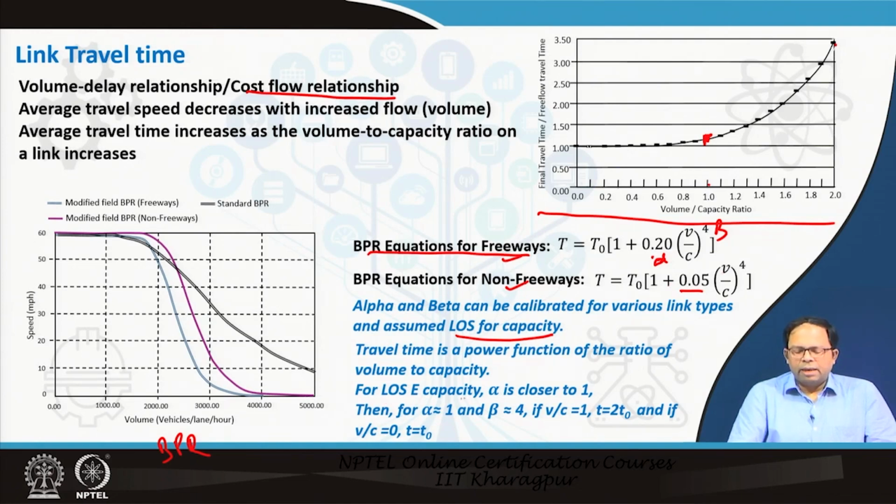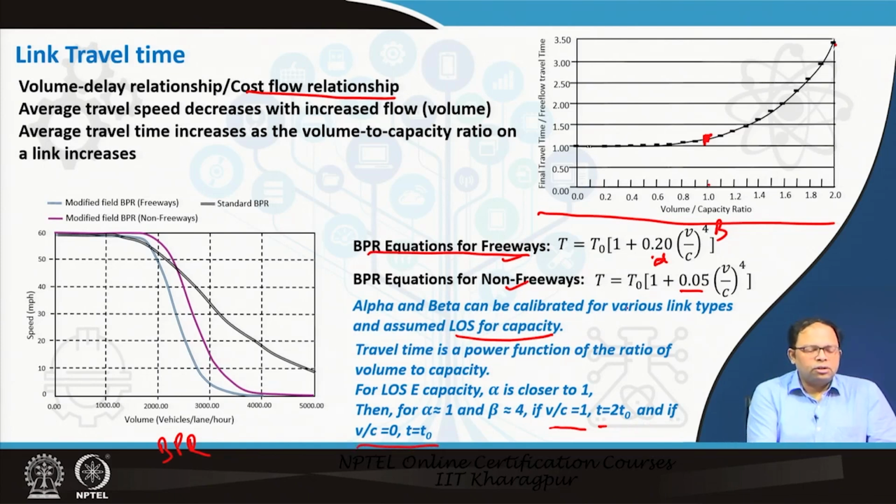And for LOS E capacity, LOS E means a very large volume compared to capacity, that means many more times the volume. In that case alpha is closer to 1 and beta is closer to 4, and when V by C is equal to 1, we see that travel time becomes 2 times the free flow time. And if V by C is equal to 0, then travel time is equal to T0. So that is what we can see.